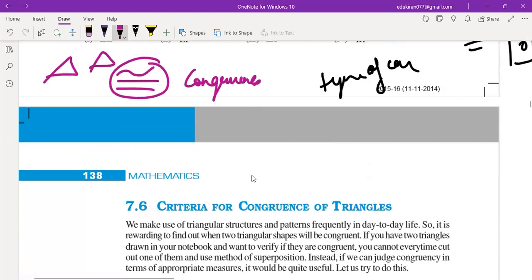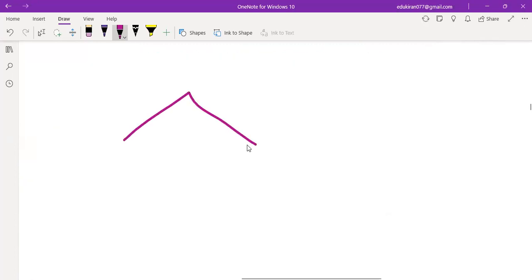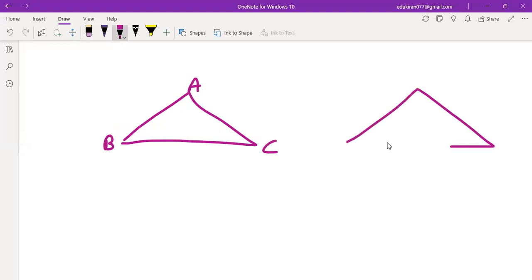For example, I said ABC is a triangle and PQR is a triangle, and I said they both are congruent. If I mention this, then you have to tell me that yes, ma'am, they are congruent. That means their pairs are equal.